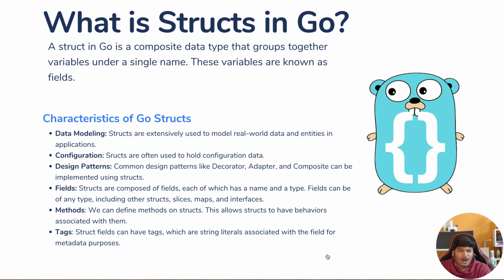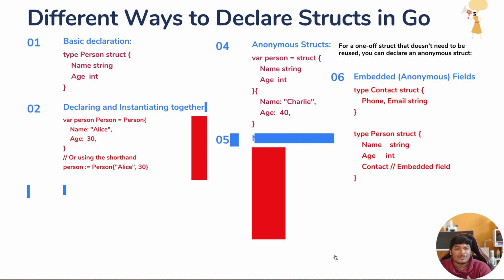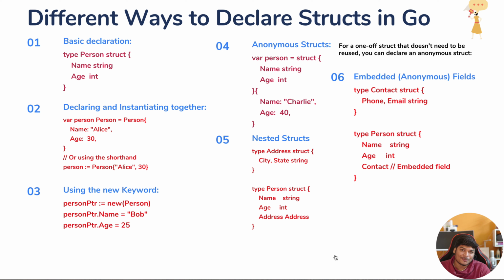Okay. Now let me show you the different ways you can define a struct in Go. First one, the basic declaration. There you first use the type keyword, then the name of the type or custom type that you are going to create, that is Person here, then the keyword struct to make it a custom data type or a struct. Okay, and inside that you have to mention the fields. What are the fields? Because ultimately a struct is a collection of fields, a collection of other data types.